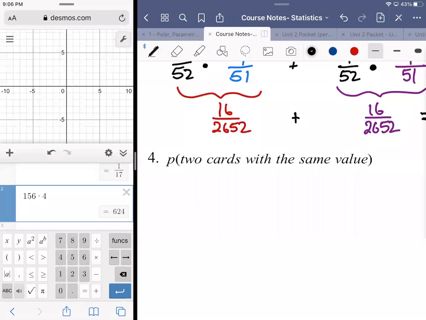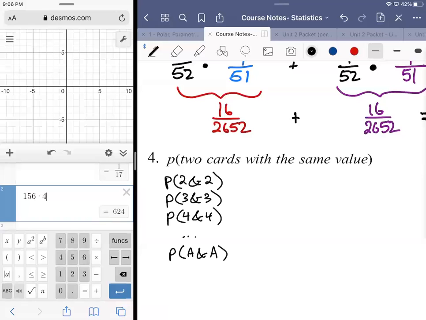But if they're going to have the same value, you're looking at cards like a 2 and a 2, a 3 and a 3, a 4 and a 4, and so on. 5 and a 5, 6 and a 6, 7 and a 7, 8 and an 8, 9 and a 9, 10 and a 10, jack and a jack, queen and a queen, king and a king, ace and an ace. All the way to ace and an ace. This is 13 possible pairings.